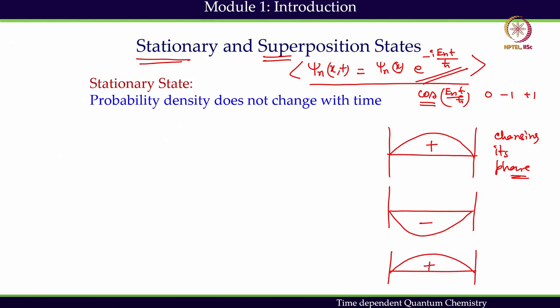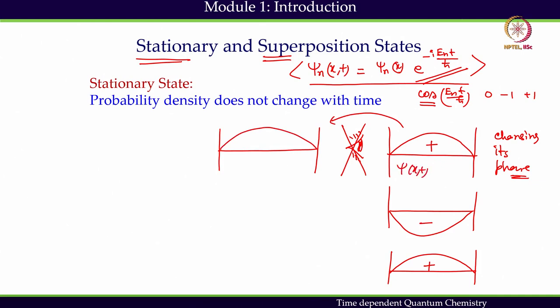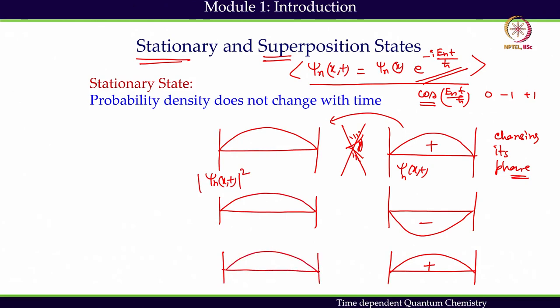Phase is changing. But as I mentioned before, the wave function is not something which we can directly observe through an experiment. Can I observe it? No, it's not possible. The only thing I can observe is its density. What would be the density of this wave function? Like this. This is psi(x,t). This is psi_n(x,t). So the experimentally relevant quantity, density, will always be like this.